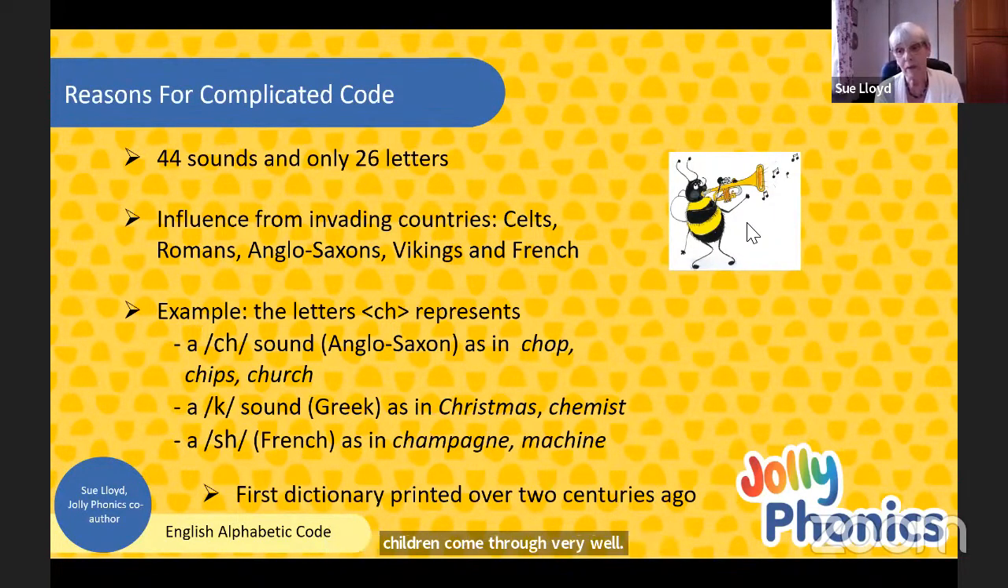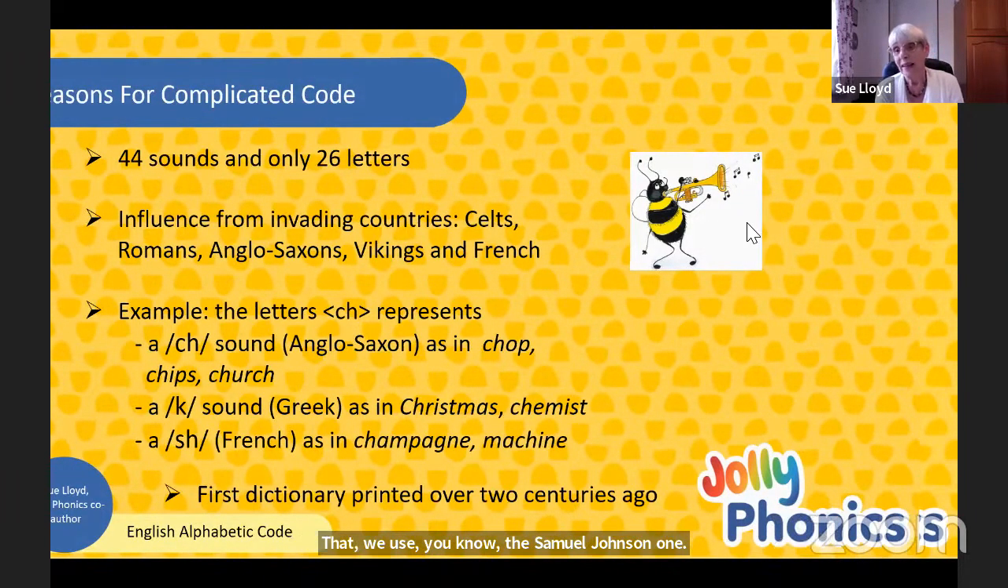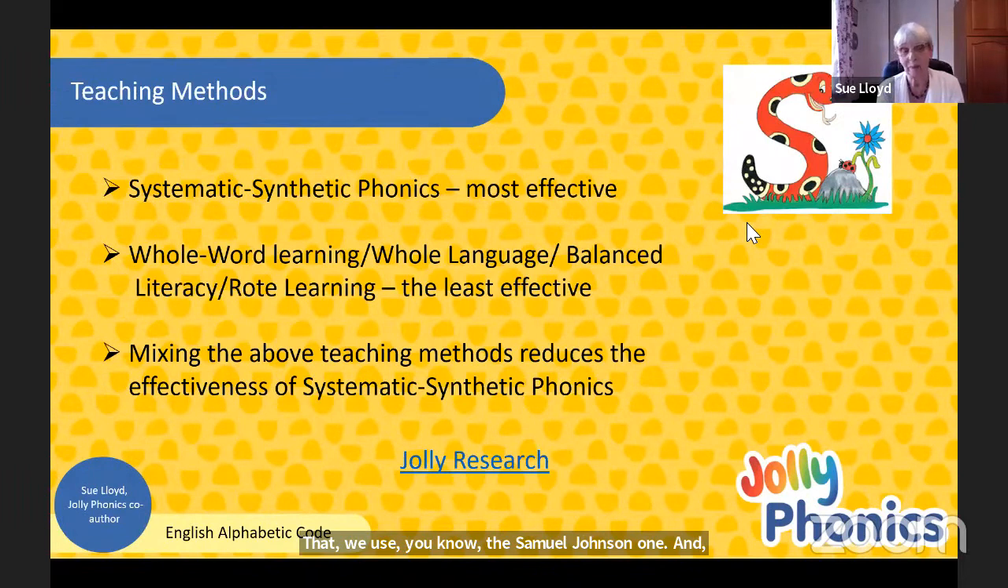Another snag was our first dictionary was printed over 2 centuries ago. And that is the main dictionary that we use, the Samuel Johnson one. And since then, the spelling hasn't changed much. So does this make a difference to the way we teach? Well, it does. We have to be more precise when we teach with English.